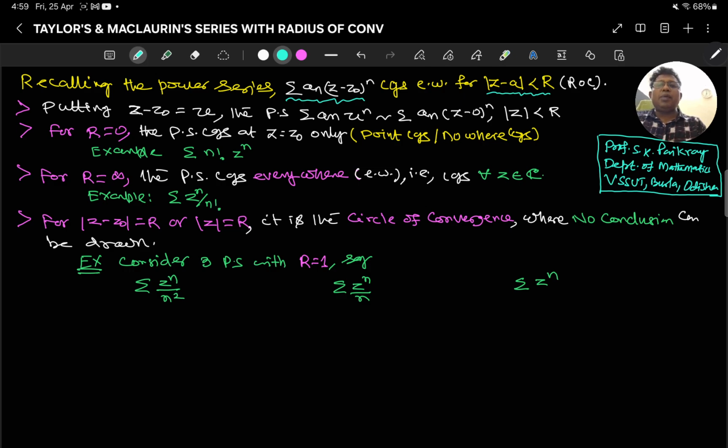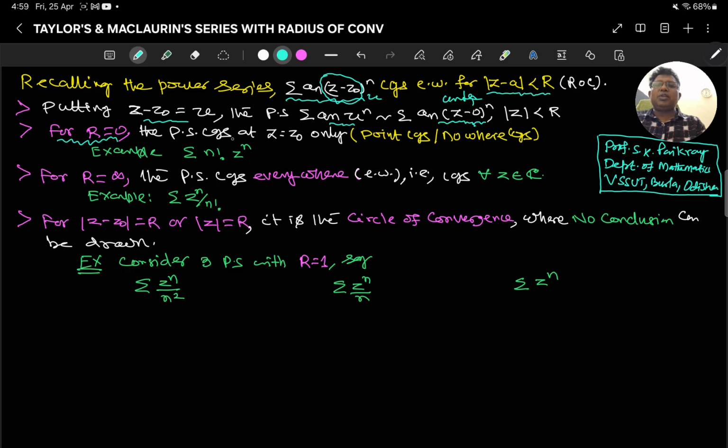Right, now if I put this equal to my u, then this power series can be viewed as a_n u^n, or simply this series can be viewed as a_n z^n. Here 0 is the center, right? So this 0 here is the center. Clear? Now if your R is equal to 0, then what will happen?